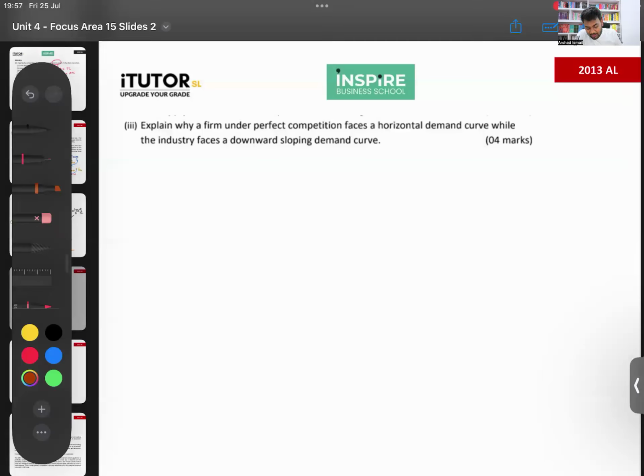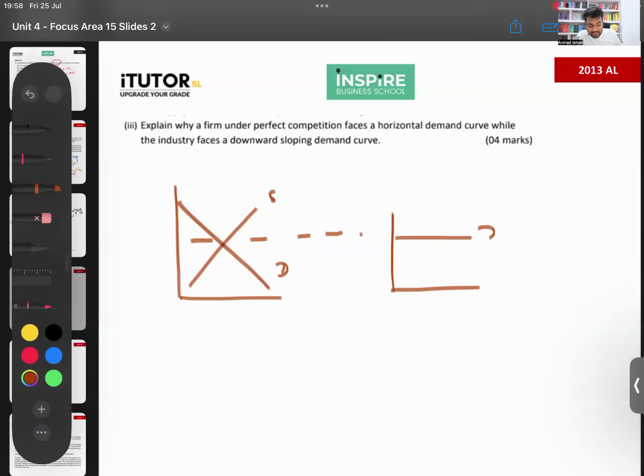So if you remember, Lamai, in perfect competition, the industry has a downward sloping demand curve and an upward sloping supply curve. Based on that, the individual firm has a horizontal demand curve. So they're asking you why. First, we'll go to the individual firm. Can you tell me that? Why does the individual firm have a perfectly elastic or a horizontal demand curve? Because the firm is a what? Why do they have a horizontal demand curve?